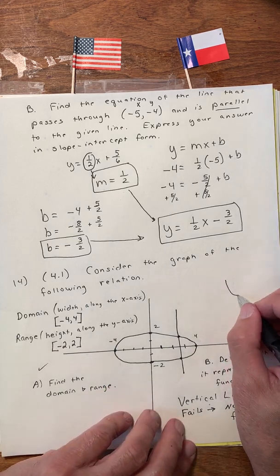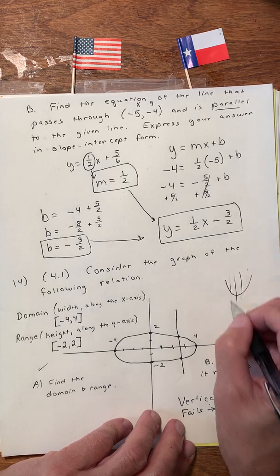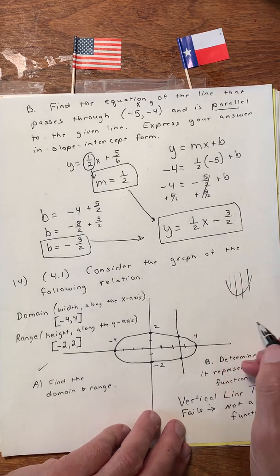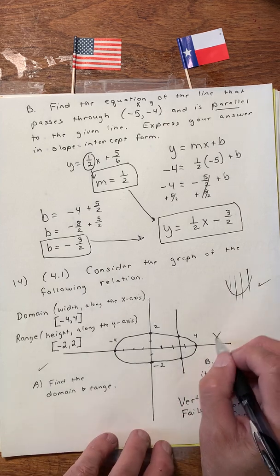If you had something like a parabola that passes the vertical line test, every vertical line only cuts it in 1 place, and you say, yes, that is a function. This guy, sorry, not a function.